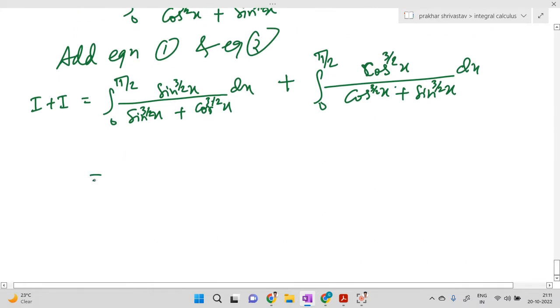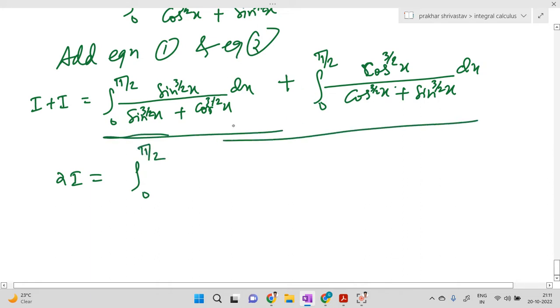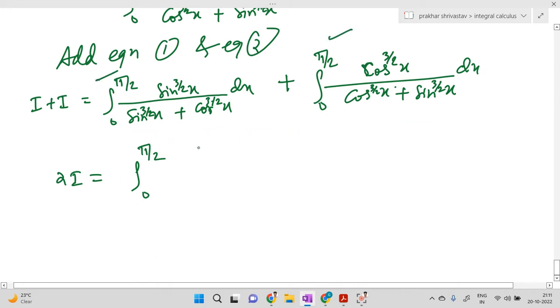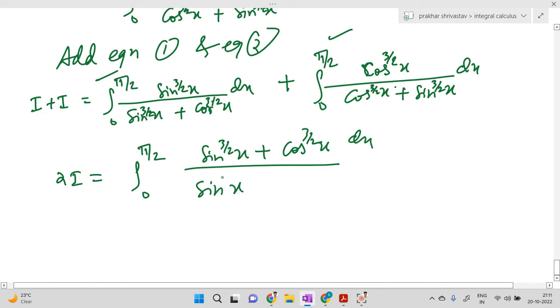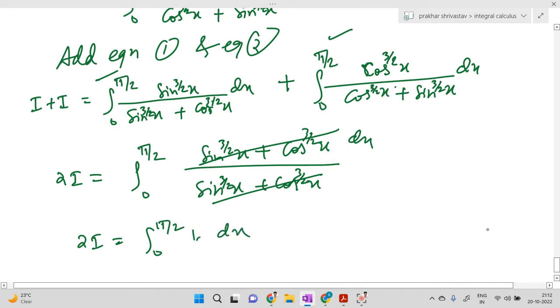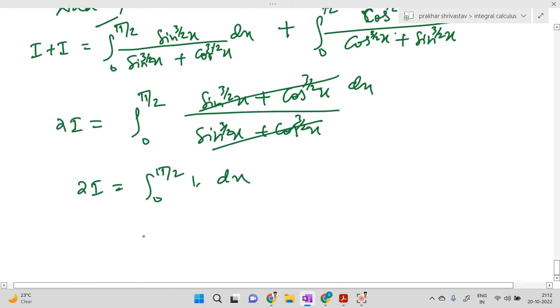Now it becomes 2I. Can we add these two? Limits are the same, denominators are also the same. So we can write sin x to the power of 3 by 2 plus cos x to the power of 3 by 2 dx upon sin x to the power of 3 by 2 plus cos x to the power of 3 by 2. So these things get cancelled. So 2I equals the integral 0 to pi by 2 of 1 dx.